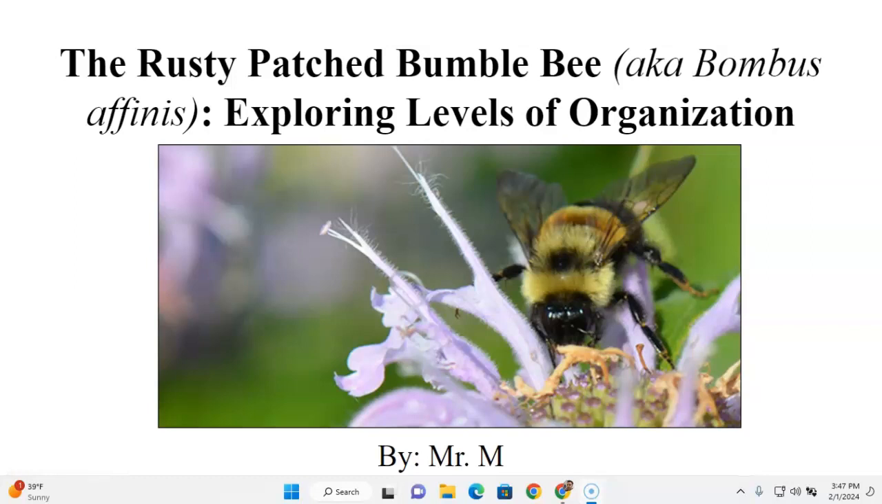So here's part one of my example animal project, talking about levels of organization in multicellular organisms. I chose the rusty-patched bumblebee, also known as Bombus affinis, its scientific name.